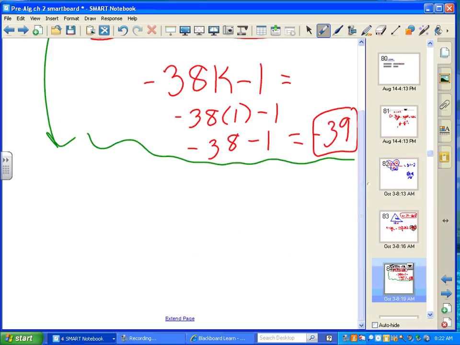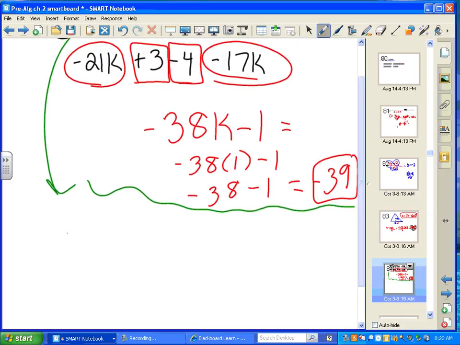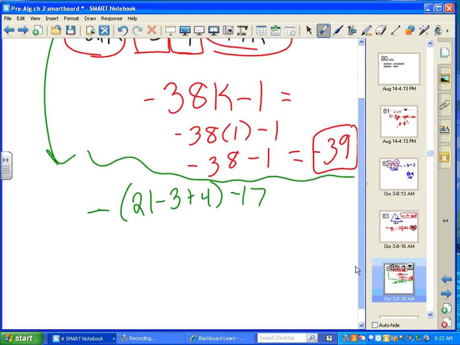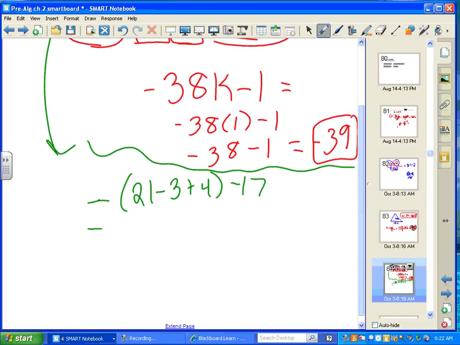Okay, so do what's inside parentheses first, and then we put the negative in front. 21 minus 3 is 18, plus 4 is 22. Okay? You end up with negative 22 minus 17. You end up with negative 39. Yep. And that's what I tried to tell you guys yesterday, but I wanted to show it to you. But yes, you get the same answer. Kind of cool.